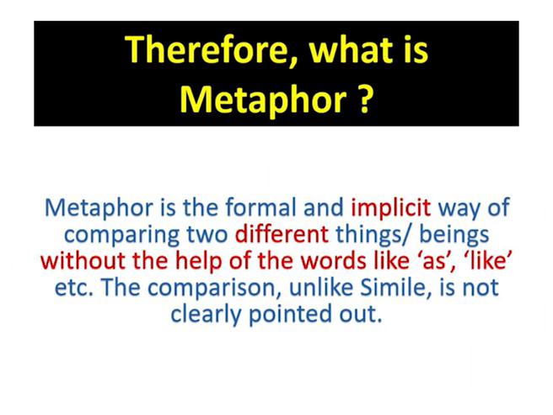Now, after looking at these two different examples, let us know what is metaphor then. Metaphor is the formal and implicit way of comparing two different things or beings without the help of the words like as, like, etc. The comparison, unlike simile, is not clearly pointed out. So you have to see the two examples again to understand the difference between simile and metaphor. In metaphor, we are not referring the point of comparison clearly. It is implicit and hidden in nature.